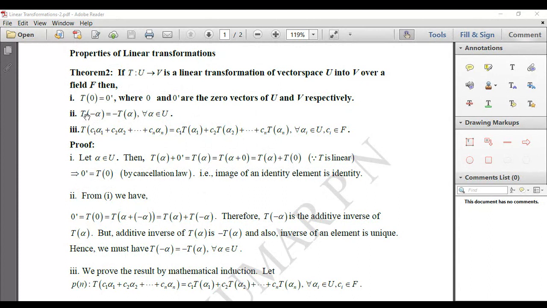Now, let us prove the second one. To prove the second one, since the first one is true, let us use that one. We know that 0 dash is nothing but what? T of 0. 0 dash is nothing but T of 0. And you know that alpha is an element in U and U is a vector space. Therefore, the inverse law under addition holds. That means every element of U will have an additive inverse. Since alpha is a vector in U, alpha must have an additive inverse.